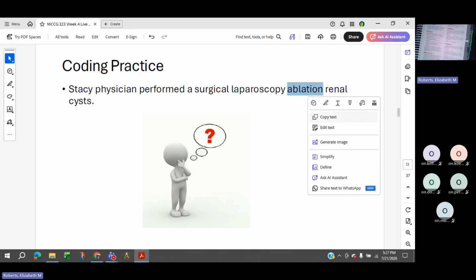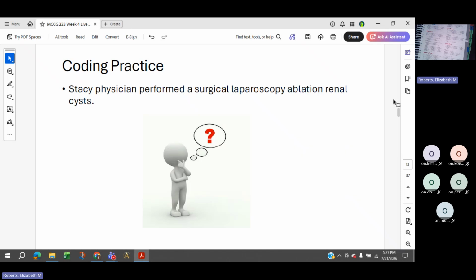Ablation is what I would look up, because that's the main term of the surgical procedure. What are we doing to these renal cysts? We are ablating them, essentially destroying them by means of a surgical laparoscopy. So I'm going to look up ablation. It's on page 1094.